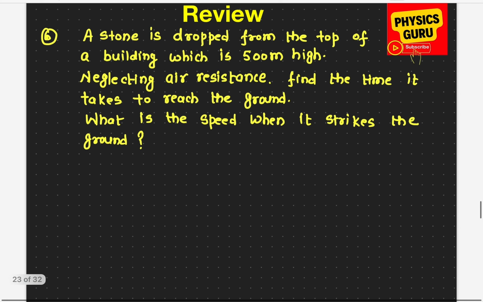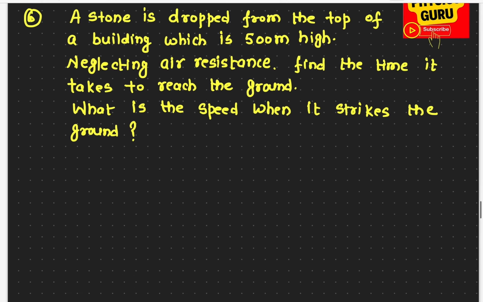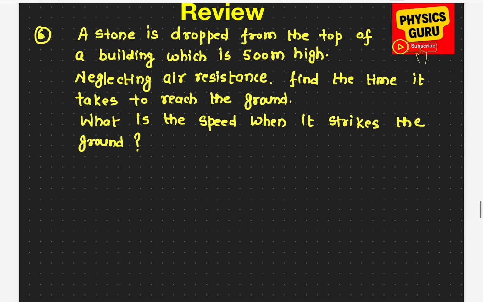Here is problem number 6. You have a stone that is dropped from the top of a building. The height of the building is given, which is 500 meters high. And now you have to find out how long it takes to reach the ground, and what is the speed of the stone when it hits the ground.